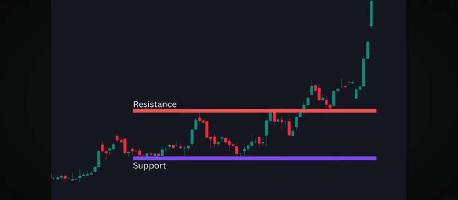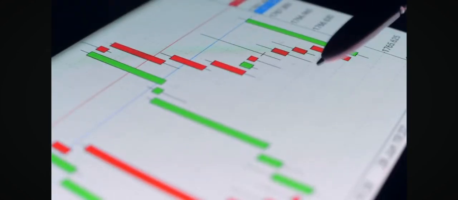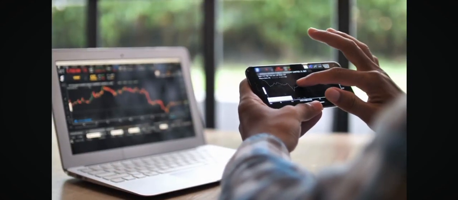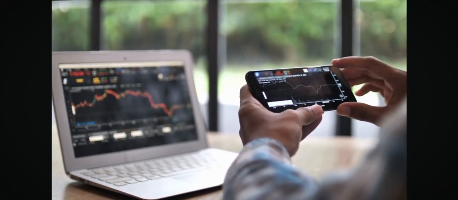Where I'll demonstrate the proper technique for drawing support and resistance levels. These levels are crucial tools in technical analysis, yet many novice traders use them incorrectly, leading to significant losses. So, without further ado, let's dive in and get started.